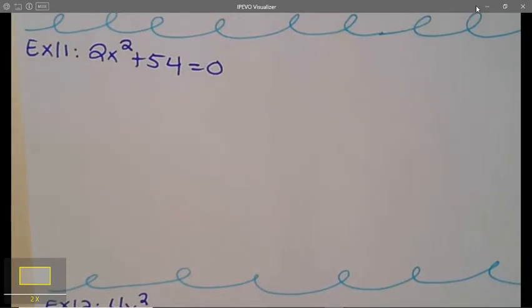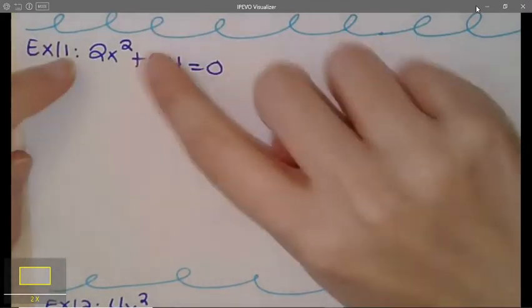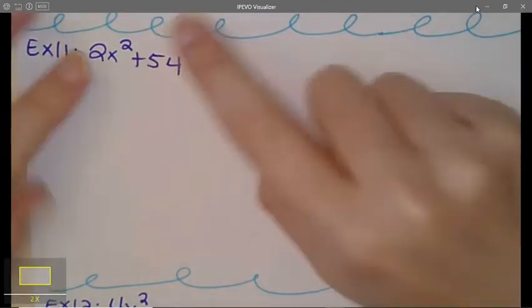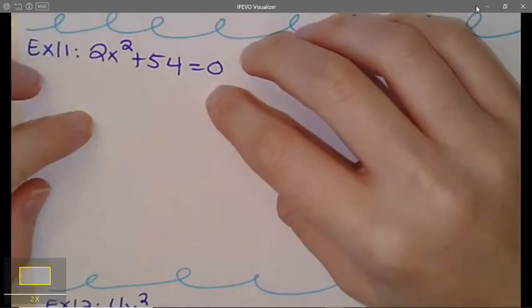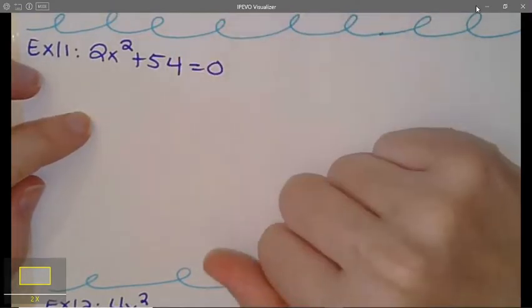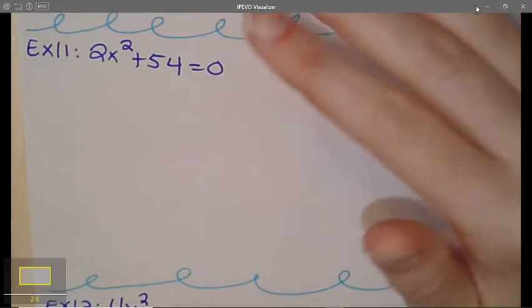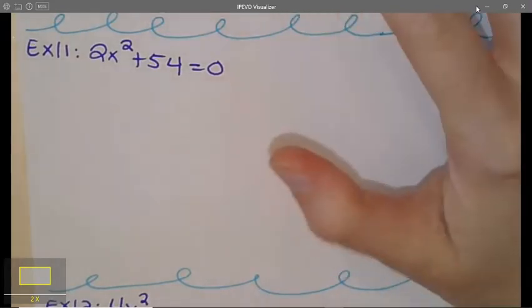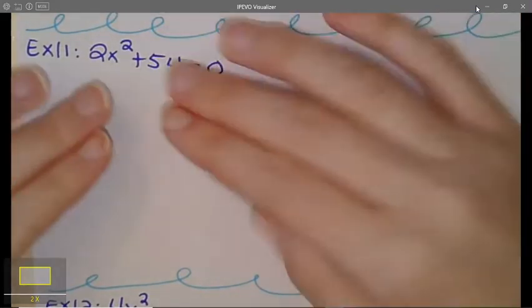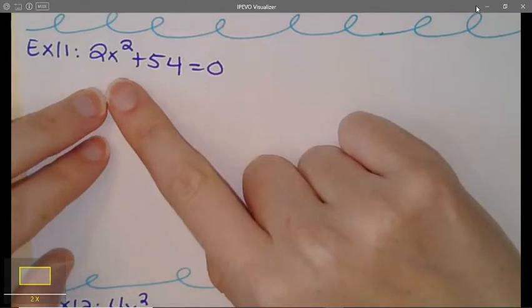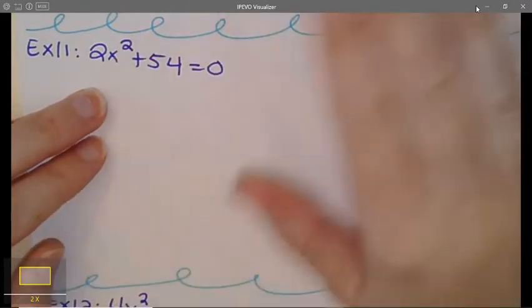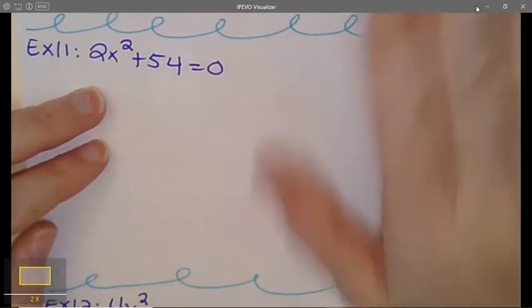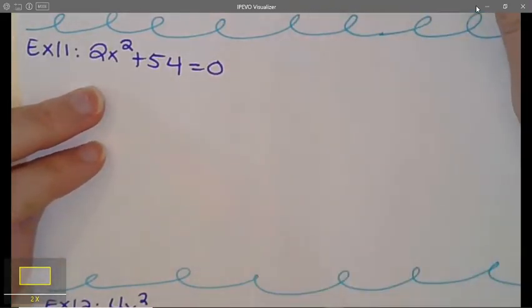Okay, everyone, let's get going on example 11. Again, we have the quadratic term and the constant term, but we're missing the linear term, the term that is x to the first power. That is giving you the hint that you can solve this eventually by taking the square root of both sides, or you can just start solving for x. If you have that linear term, you cannot just solve for x. You're either going to have to factor or use some other method to solve for x.